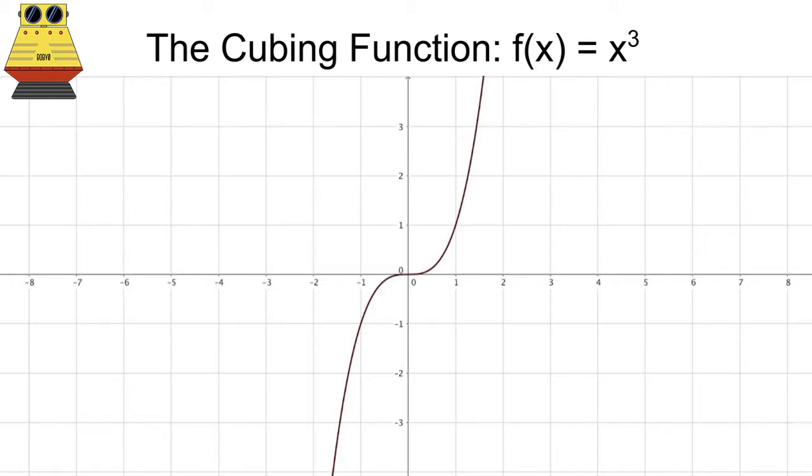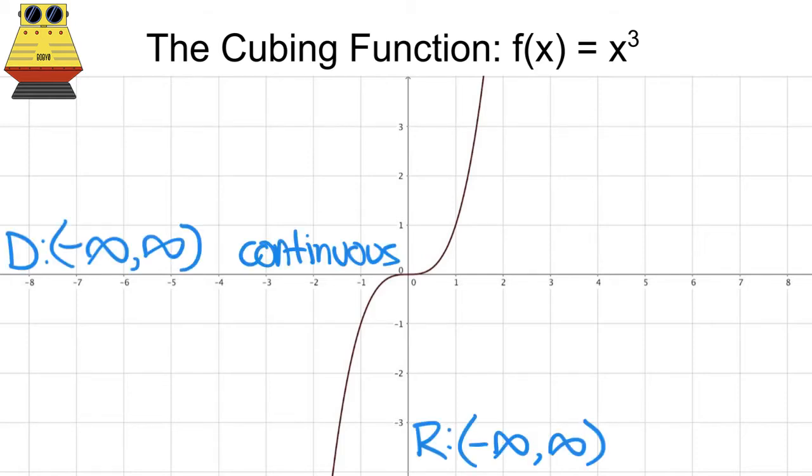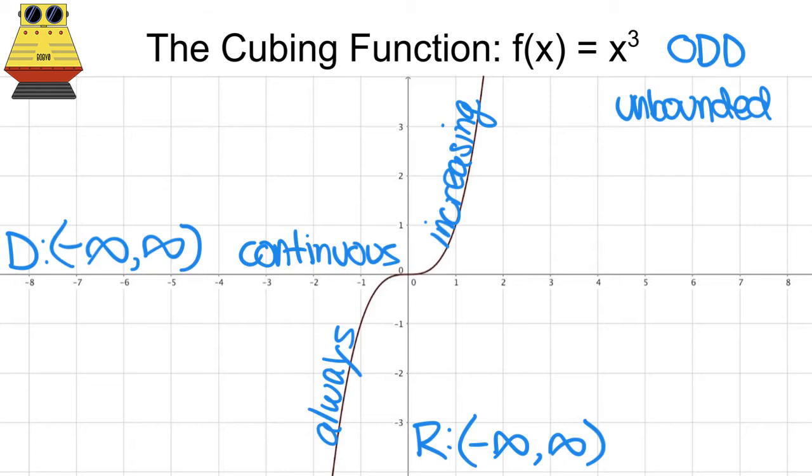The cubing function is f of x equals x cubed. It's a smooth, continuous curve with domain and range of all reals. The curve is unbounded and is symmetric about the origin, so it's odd. One unique thing about the cubing function is that it's always increasing.